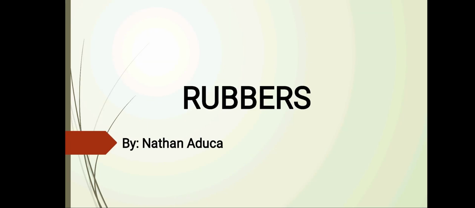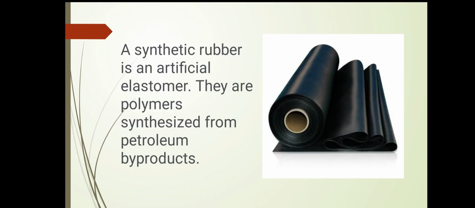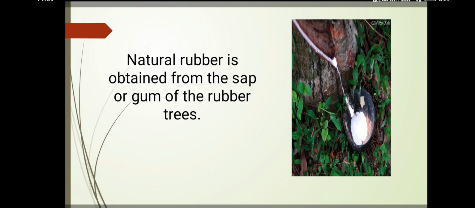Good morning, sir. My topic is all about rubbers. There are two types of rubbers: synthetic rubber and natural rubber. A synthetic rubber is an artificial elastomer. They are polymer synthesized from petroleum byproducts. Natural rubber is obtained from the sap or gum of the rubber trees.